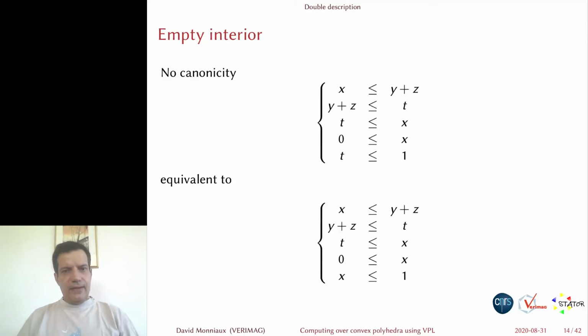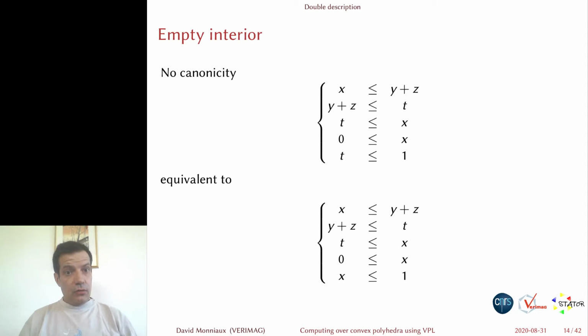If you have an empty interior, that is a flat polyhedron, this does not hold. And I have an example on this slide. Essentially, this is because the system of equations that describes the subspace in which your polyhedron lives can be used to do substitutions inside your inequalities. And then, because of these substitutions, you don't get a unique irredundant representation. There exists an infinity of irredundant representations.